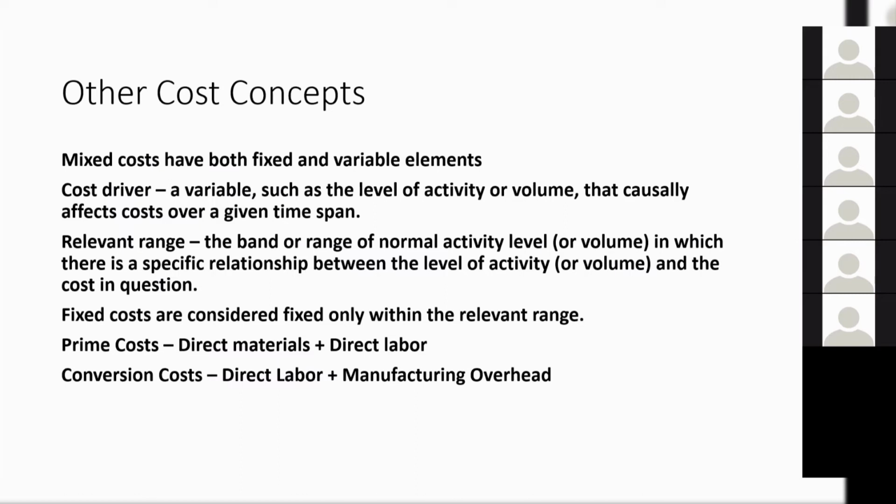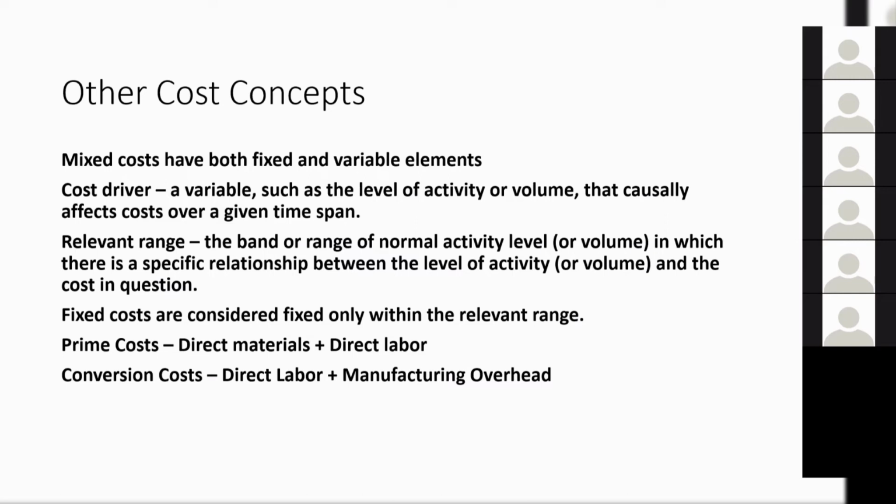All right, there are two other costs that we want to review, prime costs and conversion costs. Prime costs are direct materials plus direct labor. They are the costs that can easily be identified with the end product. Those are again, our direct costs. Conversion costs are those costs that convert the direct materials into a finished product. That would be direct labor plus manufacturing overhead.